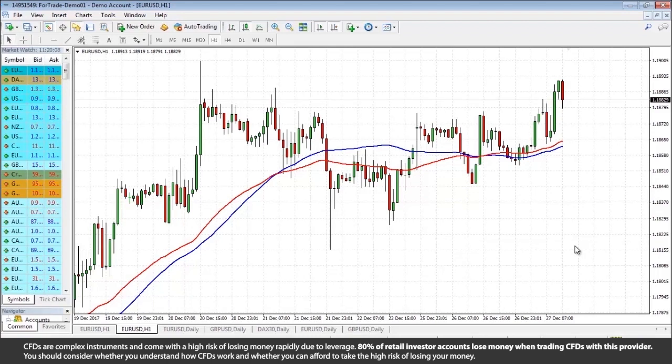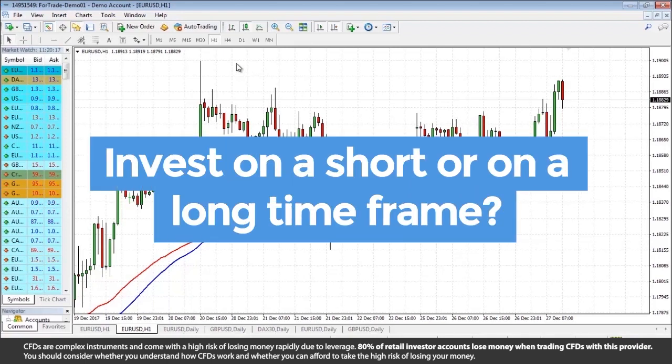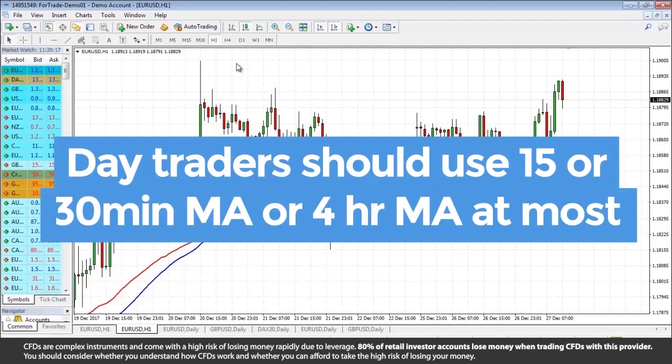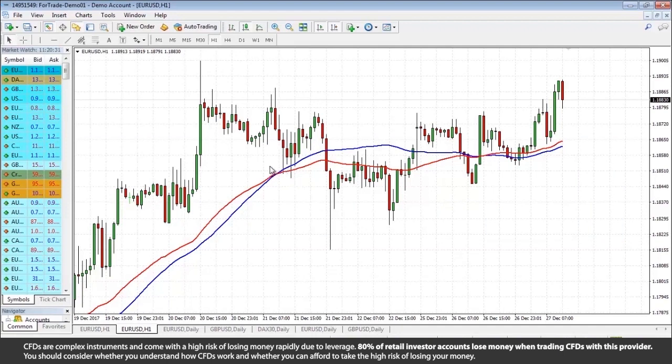When we want to determine moving averages that we are going to use, i.e. the time interval for which we want to set them, we first need to decide whether to invest on a short or on a longer term time frame. Day traders should use 15 or 30-minute moving averages, or a 4-hour MA at most. 50-day moving averages or higher are not recommended.